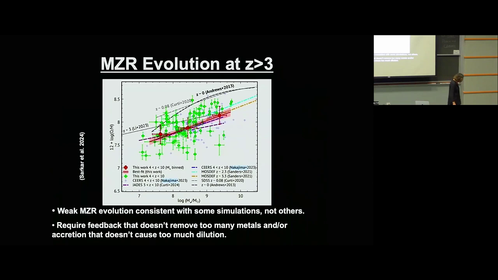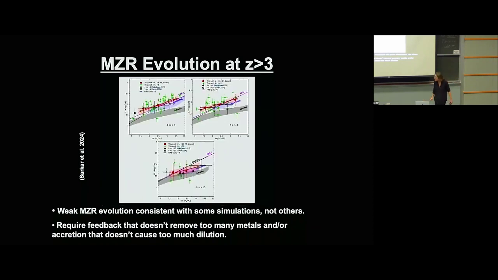JWST definitely gave the promise of being able to measure the mass-metallicity relationship and its cousin, the fundamental metallicity relationship, out to early times, and a lot of us were really excited about that. There was some early work led first by Nakajima et al., measuring the mass-metallicity relationship between redshift 4 and 10. This is a recent compilation from a few weeks ago by Sarkar et al., combining public data sets like the Sears survey and the JADES survey, showing oxygen abundance versus stellar mass between redshift 4 and 10, even breaking it up into different redshift bins: 4 to 6, 6 to 8, and 8 to 10.